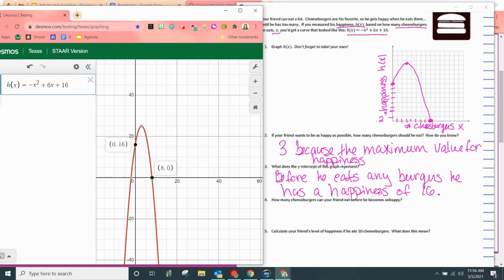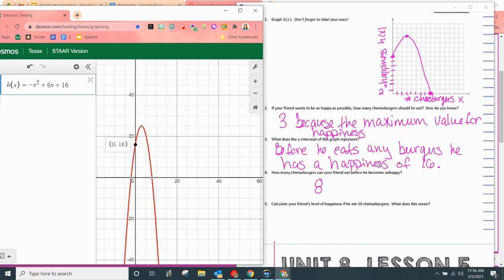Well, how many can he eat before he becomes unhappy? Well, if he eats any more, even a bite after he eats 8 cheeseburgers, look, he's in the negative happiness level here. So he can only eat 8. Then he's going to be real unhappy. Because think about it. If you ate 8 cheeseburgers, would you be feeling great and feeling happy? I don't think so.